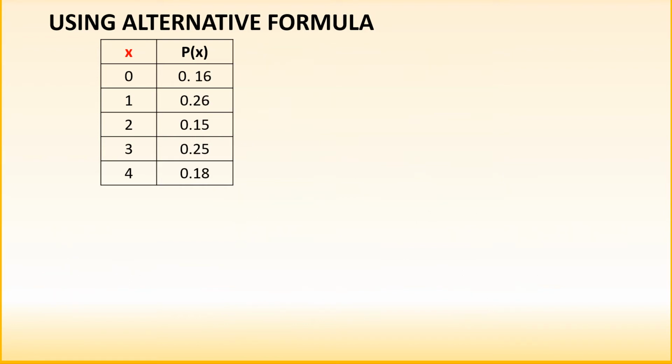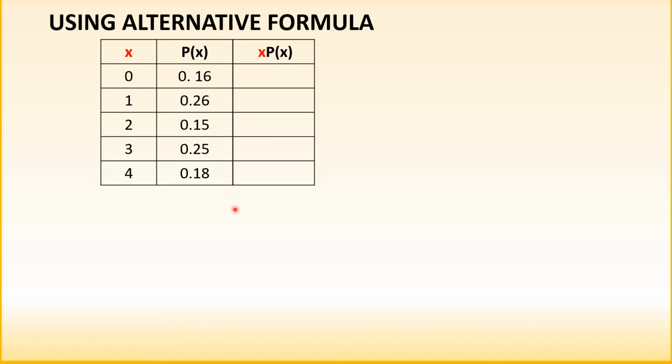Let's have another example using alternative formula. Given ang table natin, outcomes are 0, 1, 2, 3, and 4. Probability of outcome X, we have here 0.16, 0.26, 0.15, 0.25, and 0.18. Next table natin ay kunin natin ang product ng dalawa. So, outcome times the probability of outcome X. Let us multiply the two.